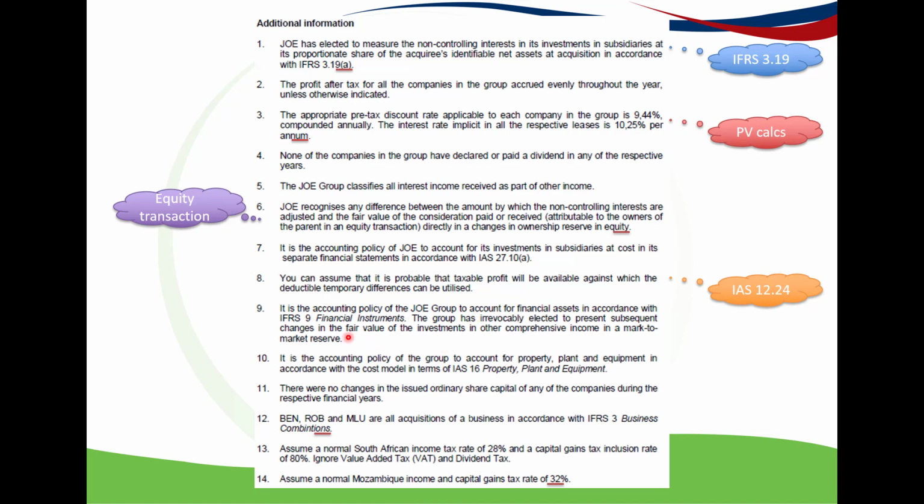Number 9, it is accounting policy of the group to account for financial assets in accordance with IFRS 9, which it has to, but then it tells us that the fair value adjustments will be recognized in other comprehensive income in a mark-to-market reserve. Number 10, it is the accounting policy to account for PPE in terms of the cost model. And then 11, there were no changes in the issued ordinary share capital of any of the companies.